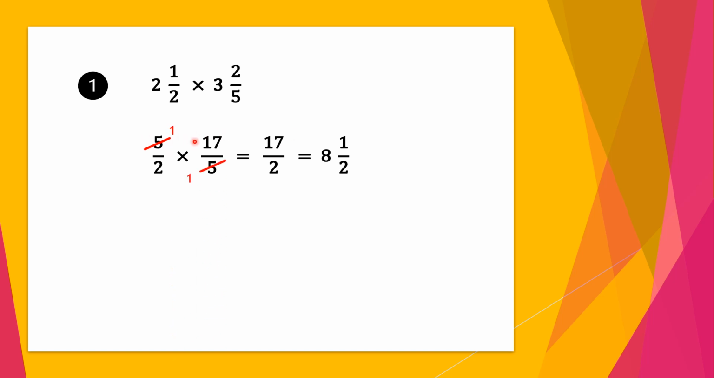Now we multiply our numerators. 1 times 17 is 17, and 2 times 1 is 2. This is our solution, but it is an improper fraction. We want to convert it into a mixed fraction. So our final solution is 8 1/2.